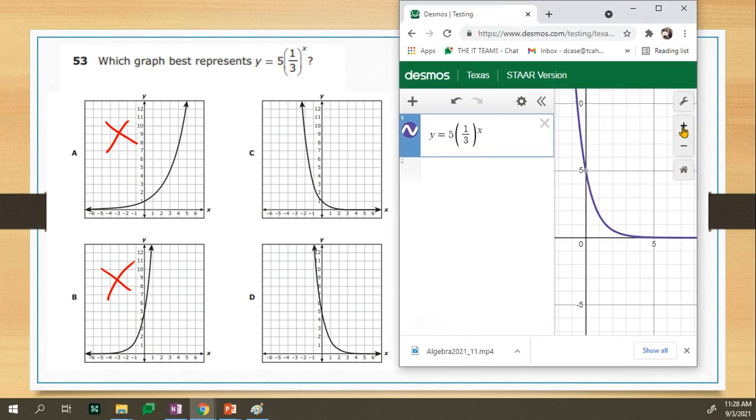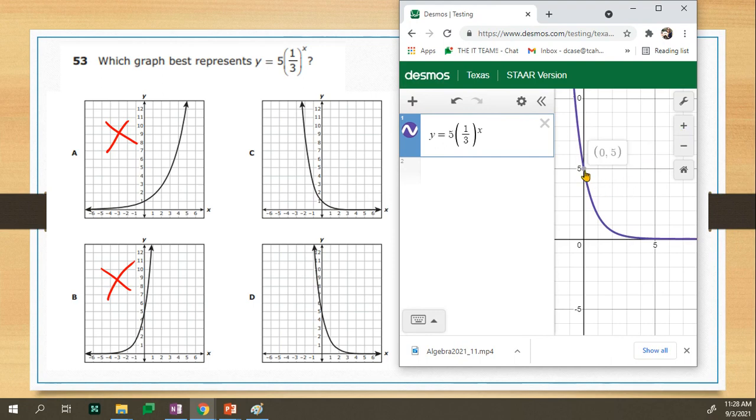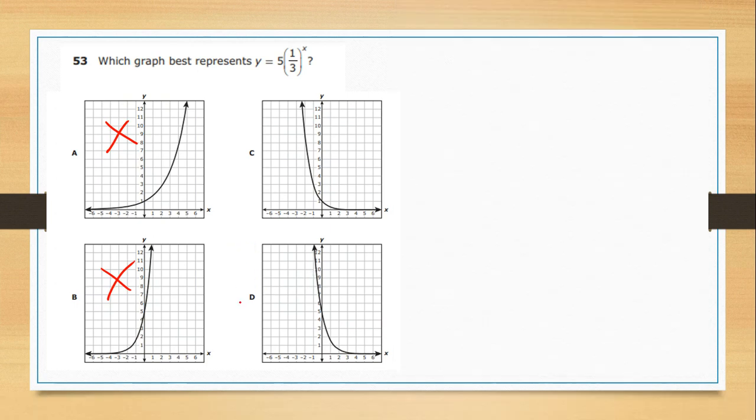So I'm going to examine some actual points. The point that I see this going through is the point that is over 0 and up 5. And I think that's going to actually be enough. Answer D goes through over 0, up 5, but answer C doesn't. So D is going through the correct point, over 0, up 5, and it's also tracing down closer to the graph here the way this graph does. So the correct answer to problem number 53 is D, because it draws the correct graph.